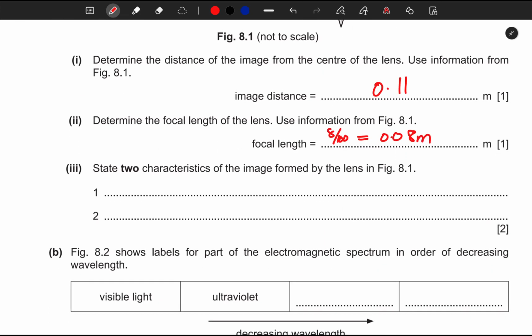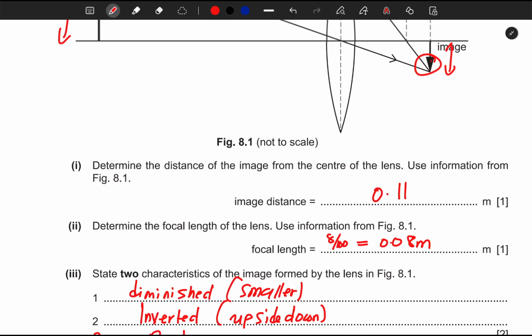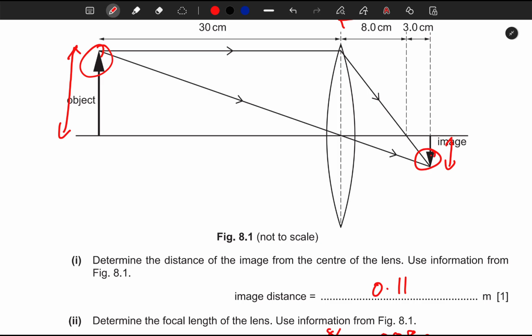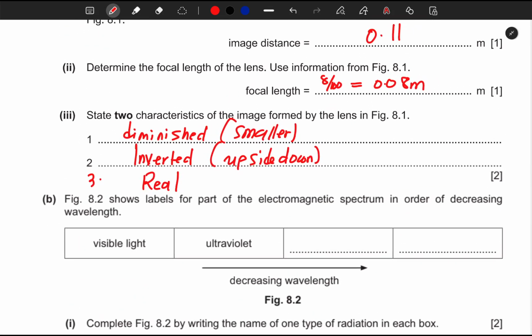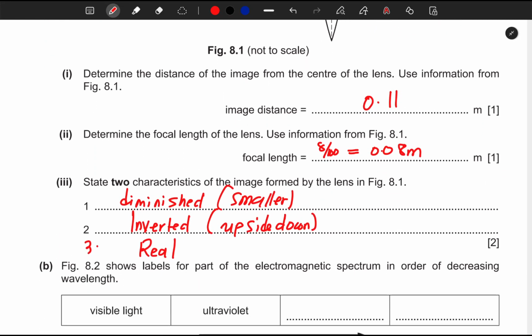So we can put, for example, it is diminished, meaning it is smaller. Also, we can say that it's upside down, so we can say it is inverted, or we can say upside down. I'm going to add the third one. It is real. Because it's upside down, it's real. Okay, I think that's the only part I wanted to show you.